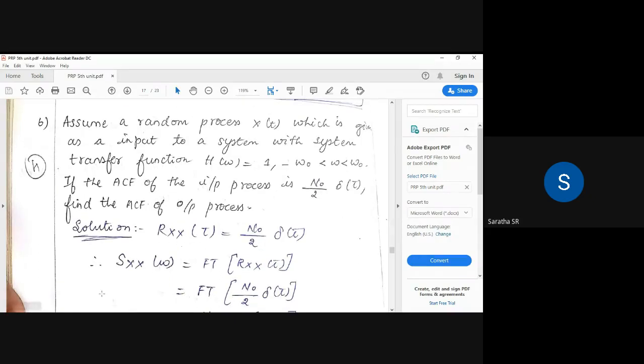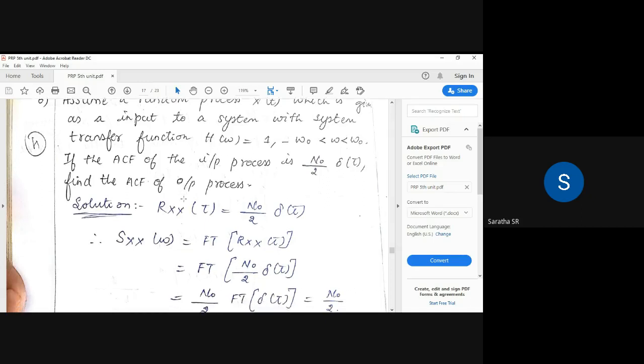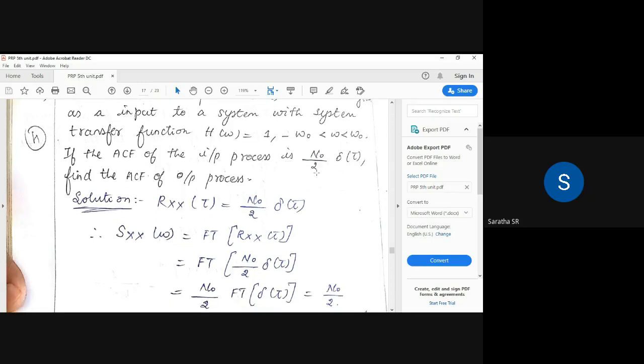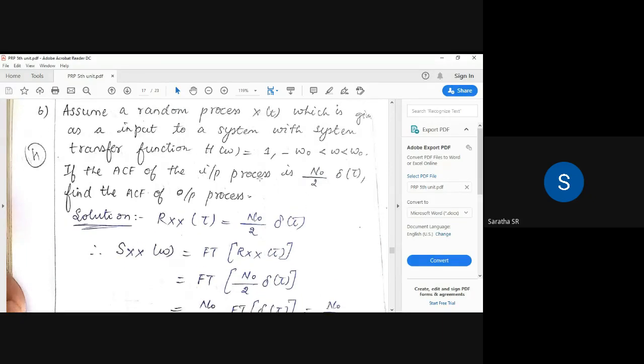So here, assume a random process x of t, which is given as the input to a system with system transfer function H of omega equal to 1, where omega lies between minus omega naught to omega naught. If the autocorrelation function of the input process is N naught by 2 delta of tau, find the autocorrelation function of the output process. So here it is given Rxx of tau is equal to N naught by 2 delta of tau. So you know that Sxx of omega for this.